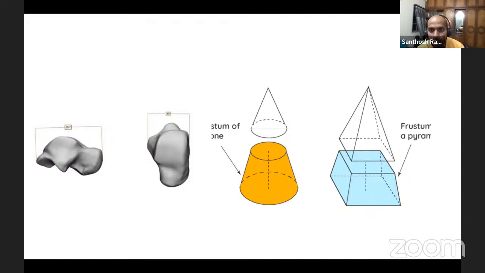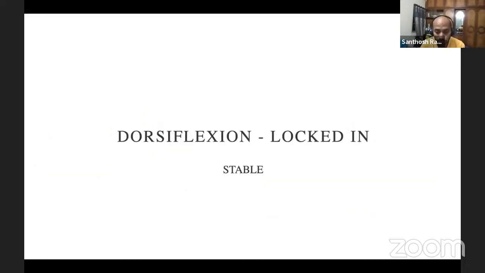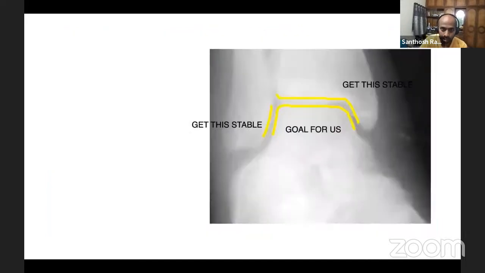It is broader anteriorly and narrow posteriorly, just like the frustum. To our right is the frustum. Frustum is nothing but if you take out the apex of either a cone or a pyramid, the resultant structure is known as the frustum. Why is it important? Because it is more stable in dorsiflexion. The talus gets locked in and it's stable in dorsiflexion, and most of our activities, whenever we are weight bearing, involve dorsiflexion. So even minor ligamentous injuries, even if not addressed, do well because of this congruent anatomy of the tibia and talus.